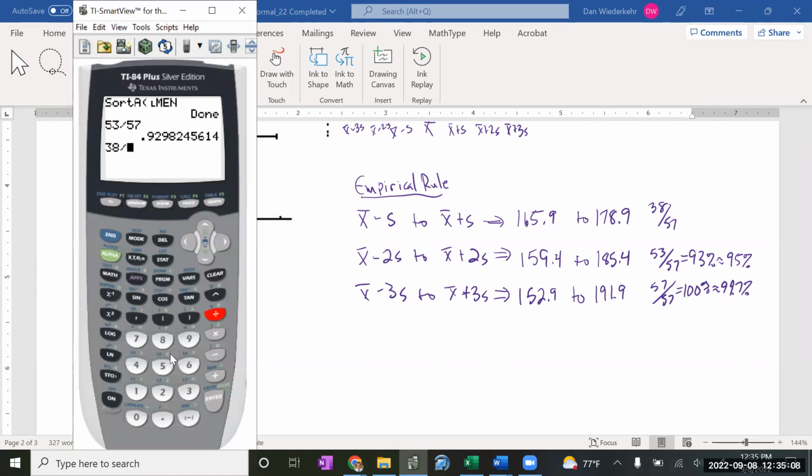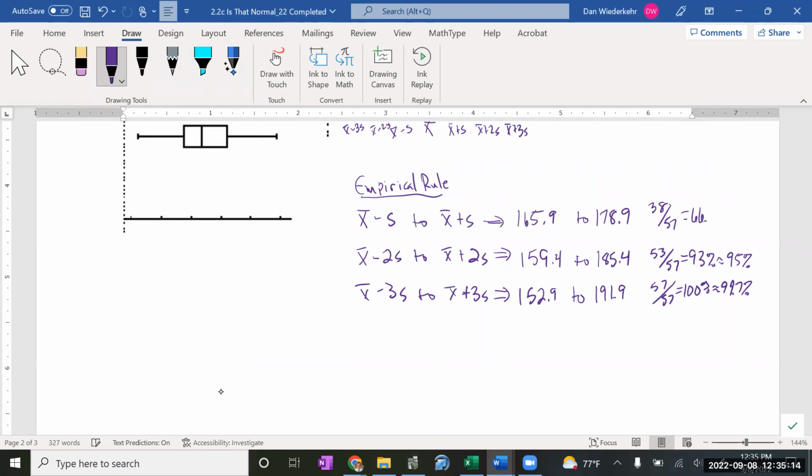And then 38 divided by 57 is 66.7%, which is really close to 68%. Again, you're probably not going to get any closer than that. Maybe if you have 1 more. And so from the empirical rule, our values match or close to match the empirical rule. And we get percentages that we should.